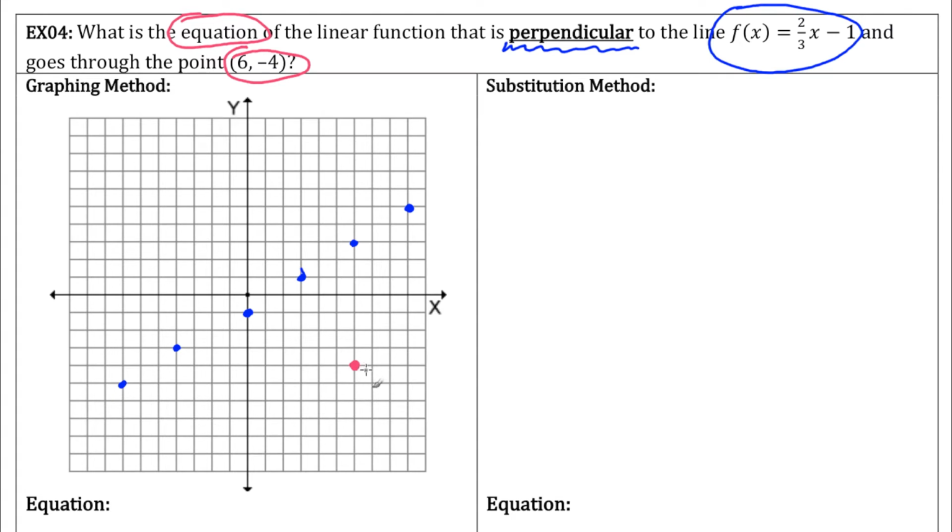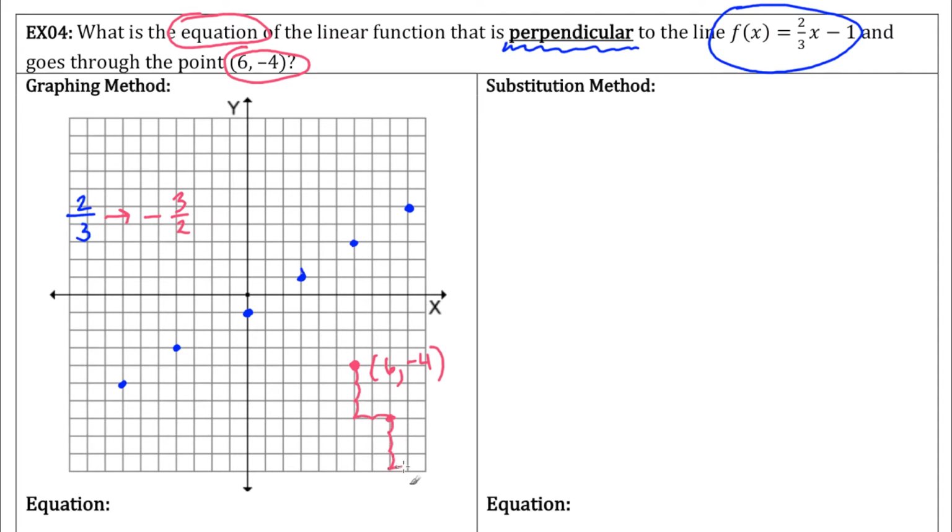Now, this is 6, negative 4. We want the line that we're going to draw to be exactly perpendicular, so it creates a bunch of 90-degree angles. So instead of using 2 over 3, we're going to flip this. Since it's positive, I'm going to make it negative. Since it's 2 over 3, I'm going to make it 3 over 2. So negative 3 over 2.